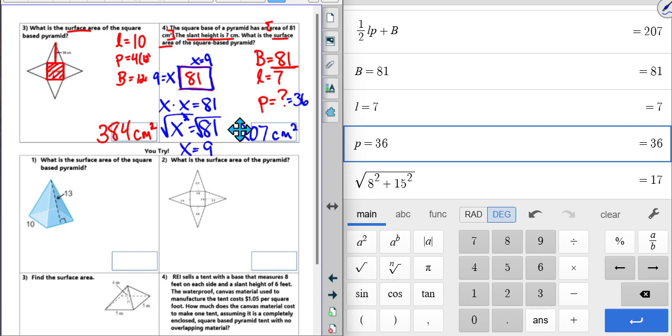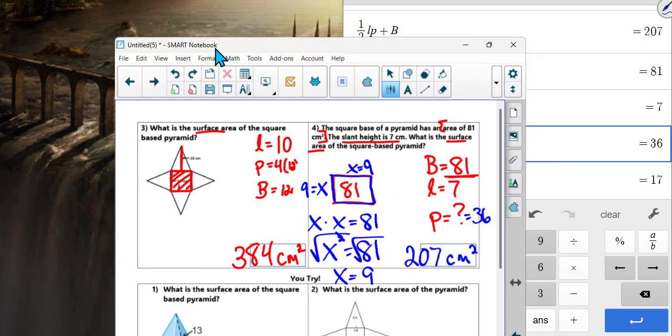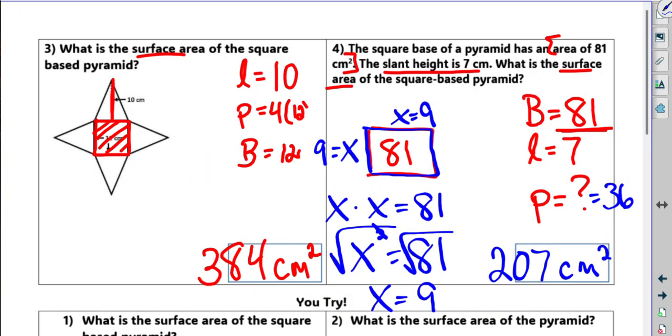I know this is long, but there was a lot to each of these problems. Hopefully it made sense. If not, rewatch, ask questions, practice until you get it.